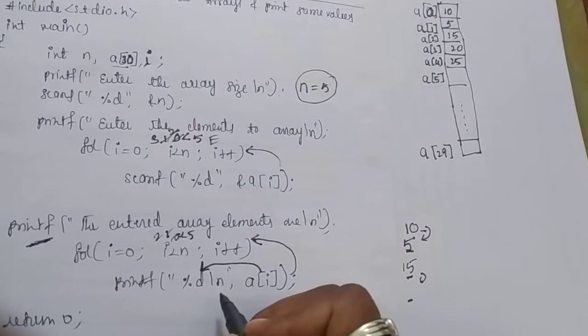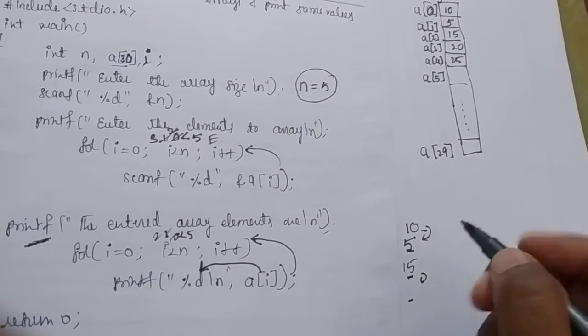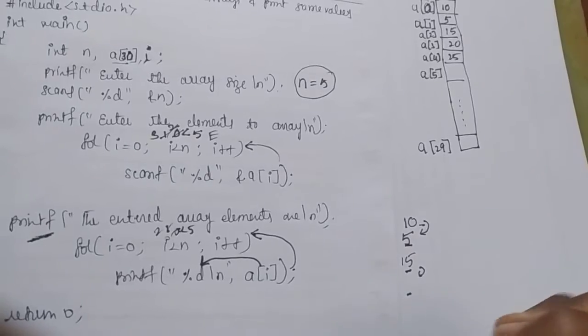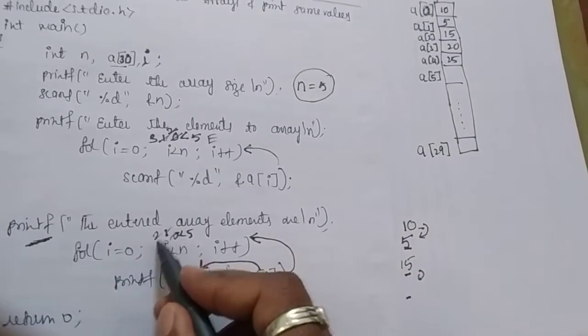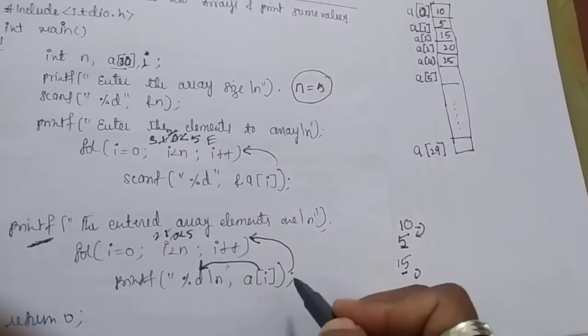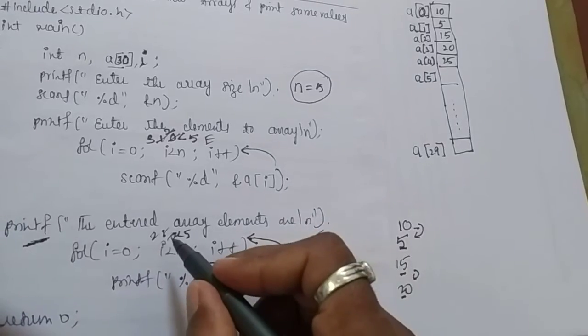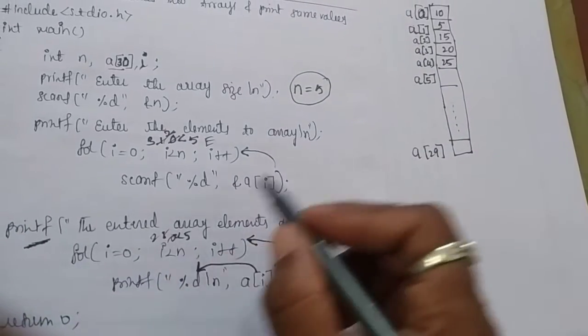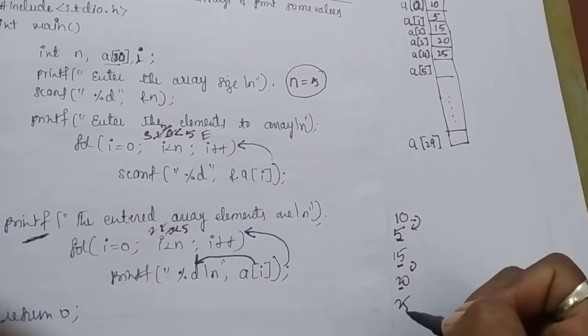Because each time this new line escape sequence character will be executed by the compiler, your cursor will keep on jumping to next lines while printing. Then it checks the value 3 for I. Whether 3 is less than 5? Yes, condition true. A of 3 contains how much? 20. 20 prints. Next jumps to I++, 4. Whether 4 is less than 5? Yes, a of 4th location contains 25. It prints here on the screen, 25.